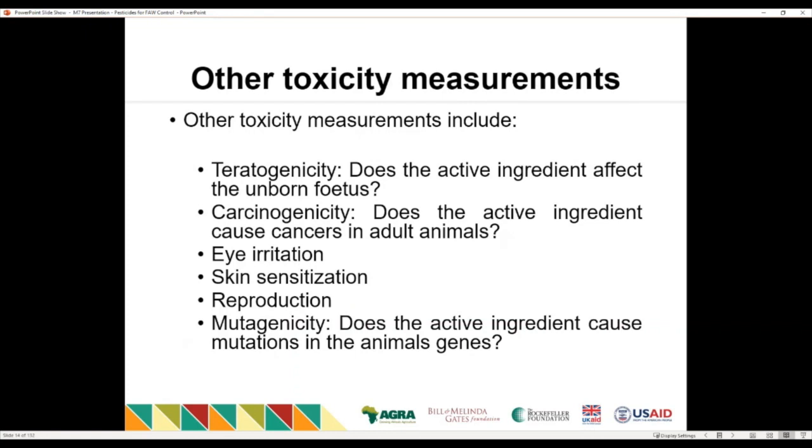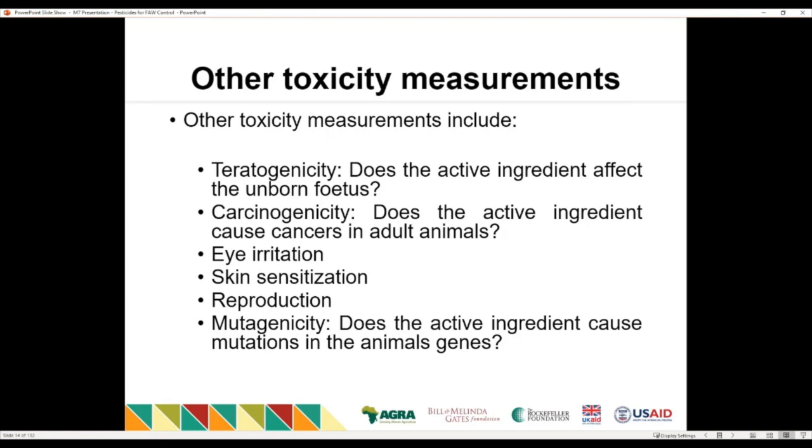So we look at things like teratogenicity. Does this active ingredient affect the unborn fetus? We look at carcinogenicity. So does this active ingredient cause cancers in animals? We look at eye irritation as well, because eyes can be very sensitive to pesticides. We look at skin sensitization.